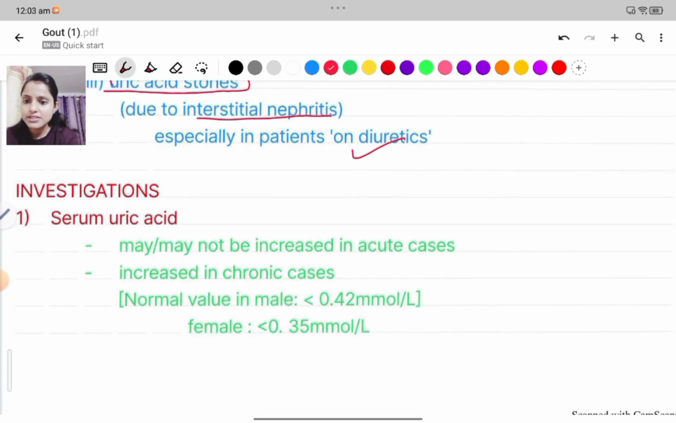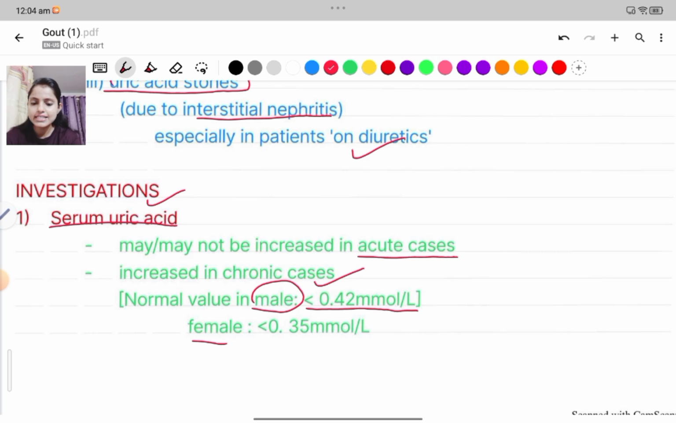The investigations of gout. As serum uric acid is increased, we need to check the serum uric acid. It may or may not be increased in acute cases, but it is increased in chronic cases. The normal serum uric acid in males is less than 0.42 millimole per liter, and in females it is less than 0.35 millimole per liter.